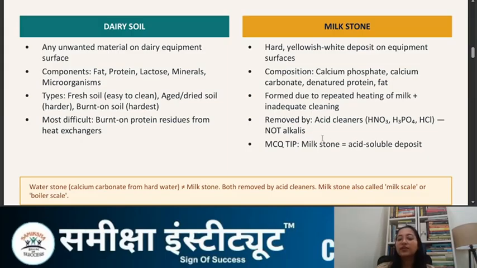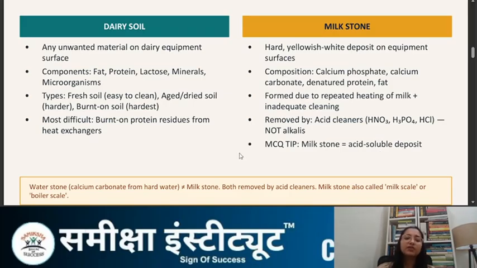So how will we remove it? Using acid cleansers. Acid cleansers will dissolve all these calcium phosphate and calcium carbonate. So what are the examples of such acid cleansers? Nitric acid, phosphoric acid, HCl. All these acid cleansers will dissolve the calcium phosphate, calcium carbonate alongside the denatured protein and fat, and then it will remove the milkstones. So milkstones are acid soluble deposits.